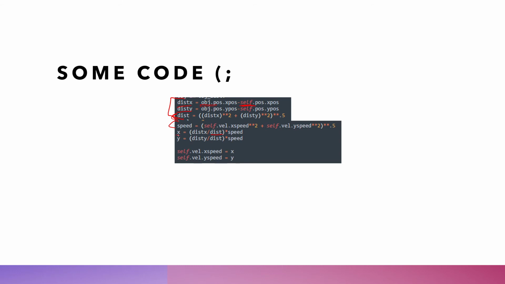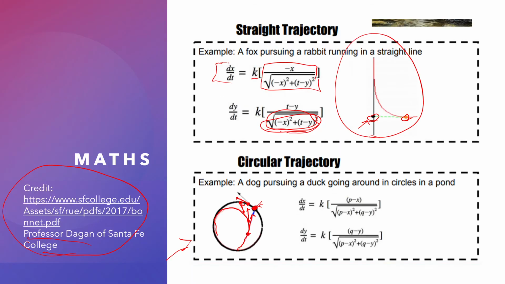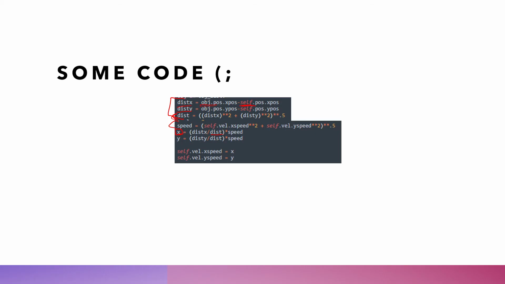And for the x, so this would be, I guess, technically dx, right? And if we're looking at this equation, that dx is just the distance that I am away from the object in the x direction, divided by the total distance, and then scaled by your speed. And then the y would just be the same thing, but with the distance that you are away from it in the y direction.